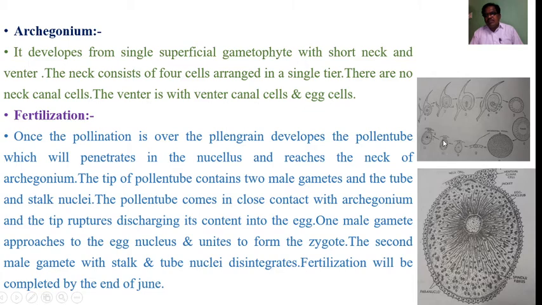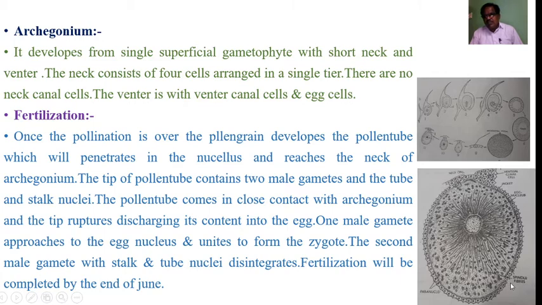So this ventral canal cell forms a venter, and this basal cell, which is known as the egg cell, is comparatively large, but there is an absence of neck canal cell. So when the mature archegonium is formed, it looks like this.